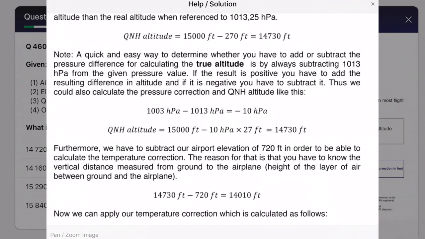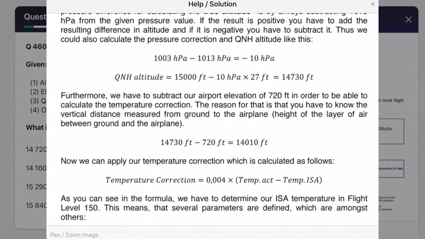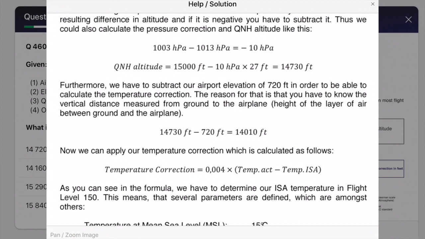Then the next step, we have to subtract our airport elevation of 720 feet because we want to know the distance or the diameter of the layer of air between ground and the airplane. So we take the result from the QNH altitude, 14,730 feet, minus 720 feet, the airport elevation. This gives us the layer of air, which is 14,010 feet.